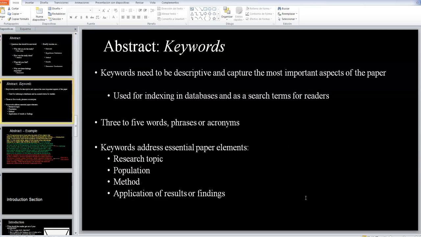Here's an example of an abstract. Well, before that, I'm sorry. You also need to put up some keywords. Keywords that would be descriptive and pretty much are addressing what is going to be the main point of the paper. Keywords should be few.